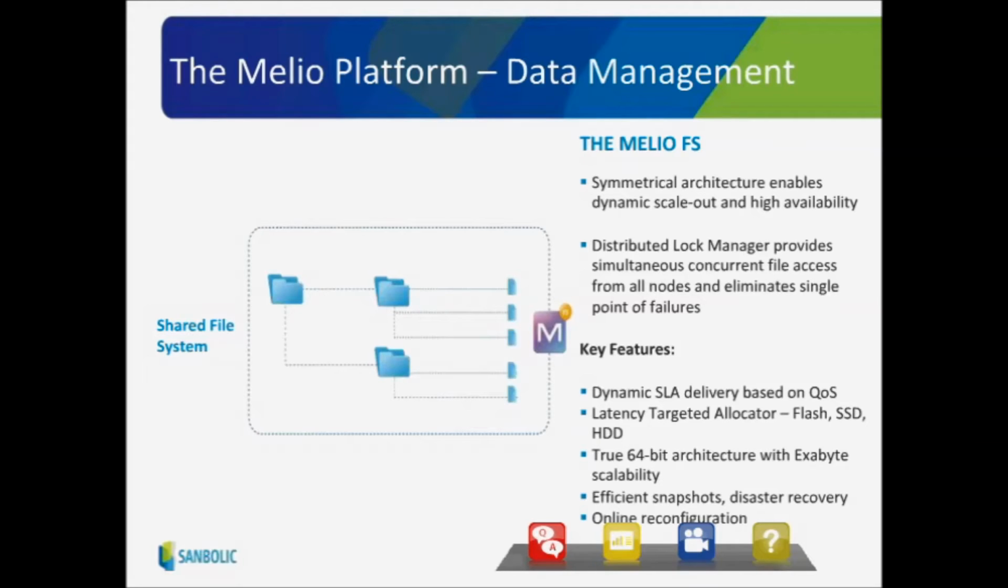This is also the component that contains the quality of service capabilities that allow you to set minimum bandwidth guarantees at either an application, file, or directory level. It also has a component called LTA, or Latency Targeted Allocator. This allows you to mix different storage types within a server, and it'll intelligently place the blocks of data based off of how the application is accessing that data.